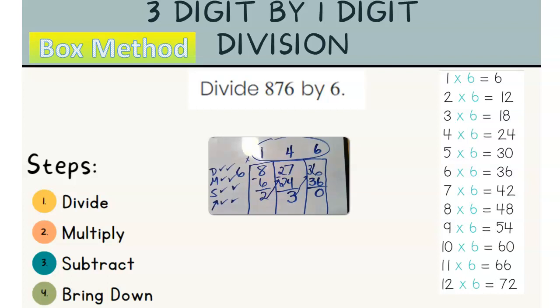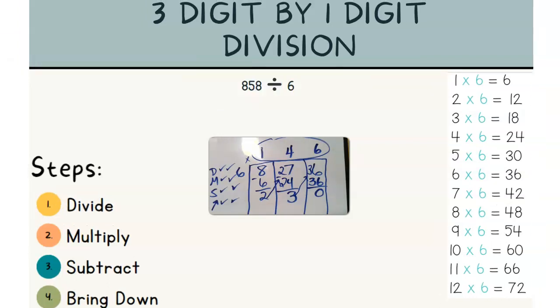Your turn. You'll solve using either the standard method or the box method to solve 858 divided by 6 and 750 divided by 6. You'll use these same exact numbers that we used here. All right, can't wait to see your work.